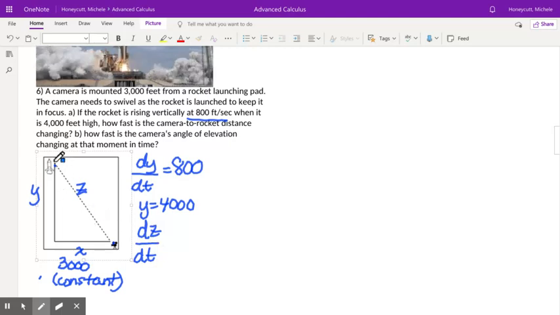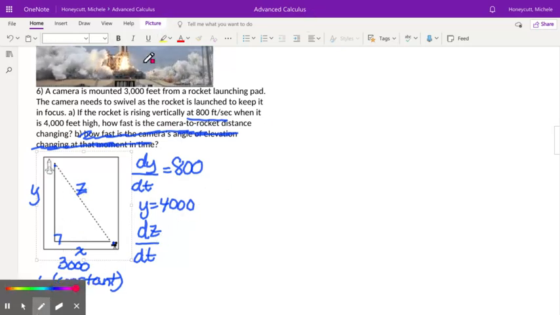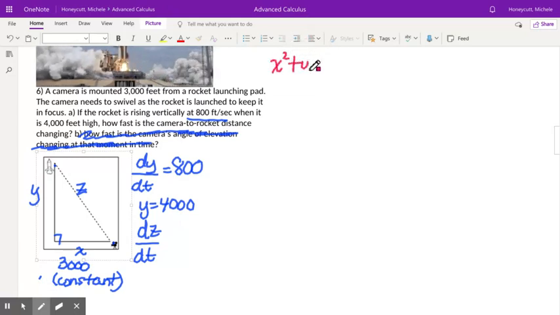So I have a picture drawn. I've labeled everything they gave me. Again, we're not going to do part B. So let's start coming up with a formula that can relate x, y, and z all together. Since this is another right triangle and I'm dealing with the length of each side, I'm going to choose to do the Pythagorean theorem. So x squared plus y squared equals z squared.